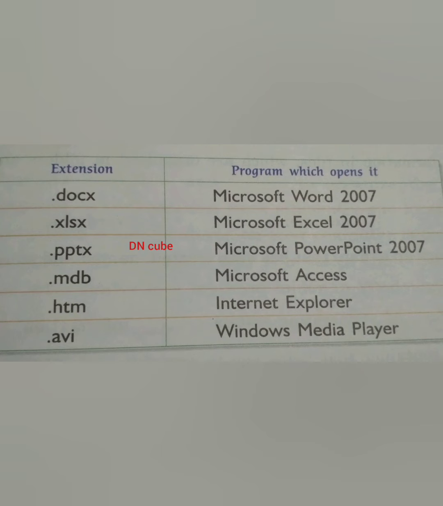Okay, for Microsoft Access .mdb, and for Internet Explorer .htm, and for Windows Media Player .avi. And by looking into this we can understand what kind of information is available within this program or software.